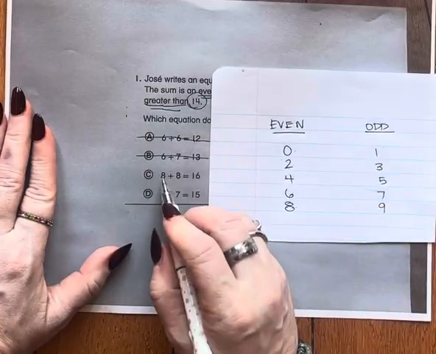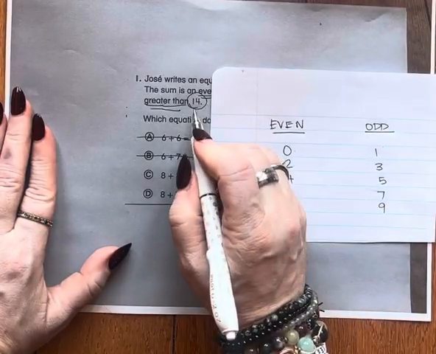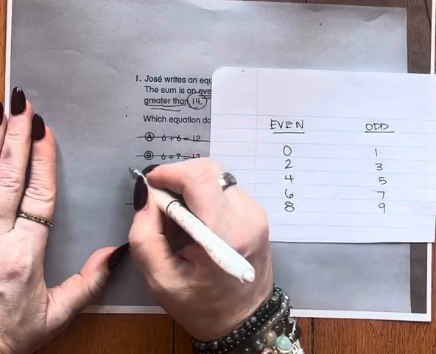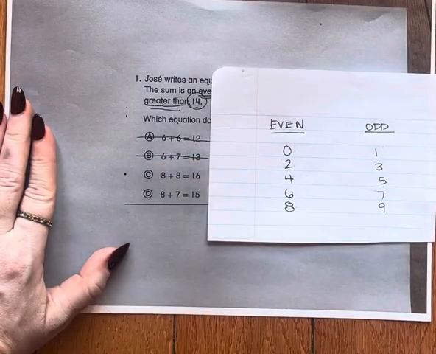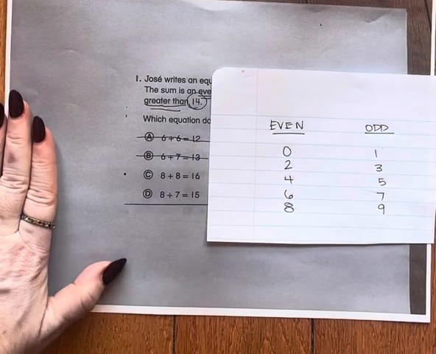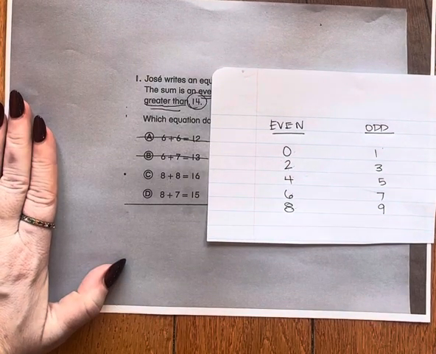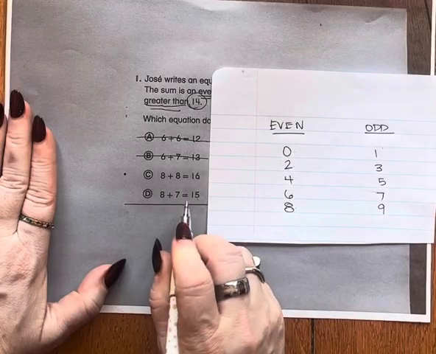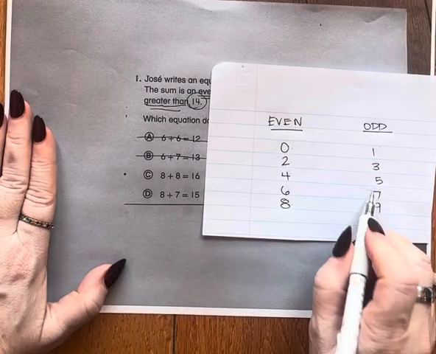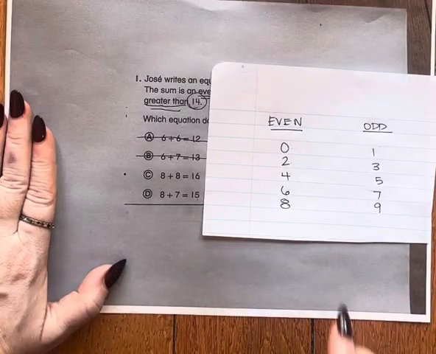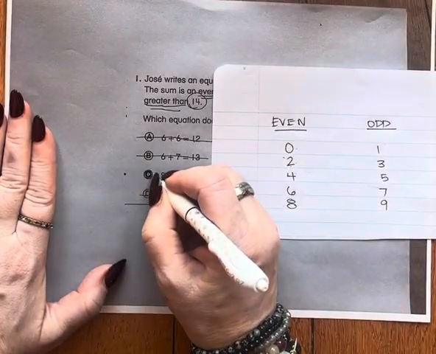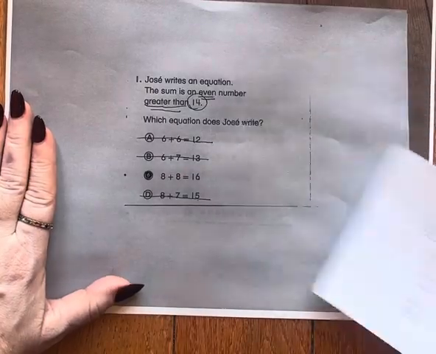Let's look at 8 plus 8 is 16. 16 is greater than 14, and it ends in 6. So I know that's an even number. I'm going to put a dot as a maybe, because we always want to make sure that we check every option. 8 plus 7 is 15. 15 is greater than 14, but it ends in a 5, and a 5 is an odd number. So D is not correct. My answer is C.